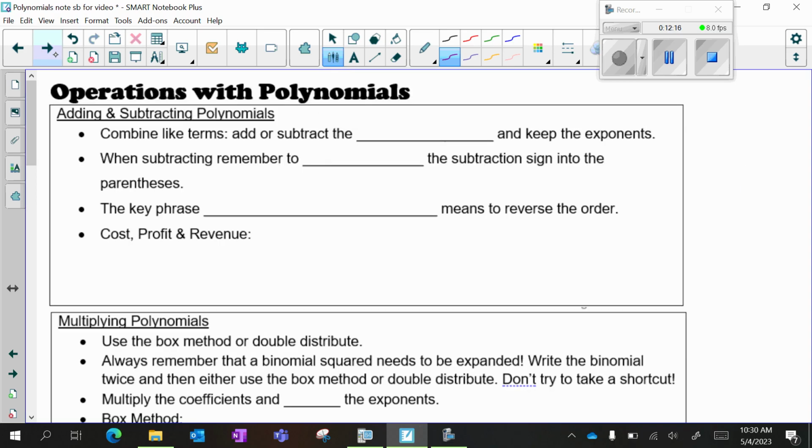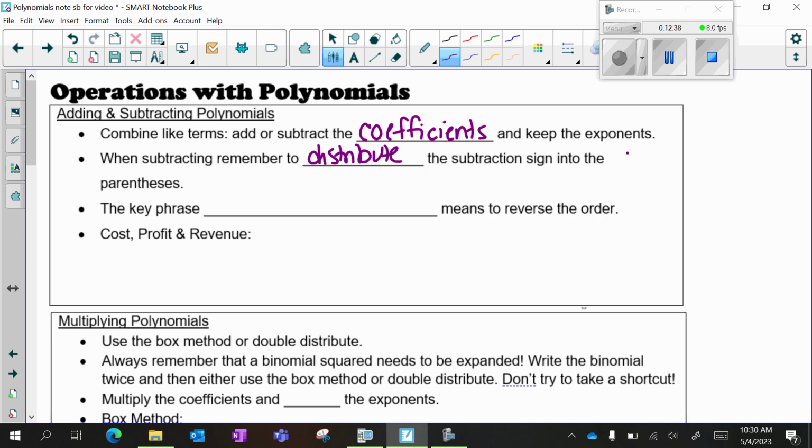Operations with polynomials. When we combine like terms, we add or subtract our coefficients. We do not change our exponents. That's for adding and subtracting. When we subtract, you must remember that you have to distribute your subtraction sign.